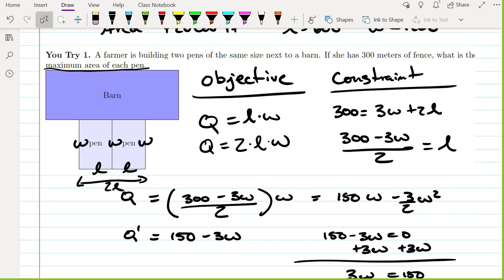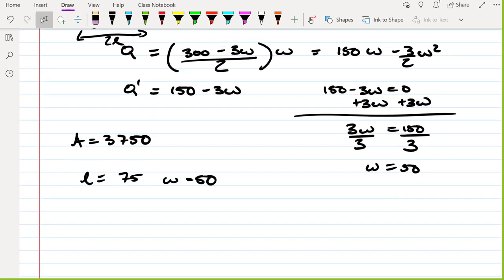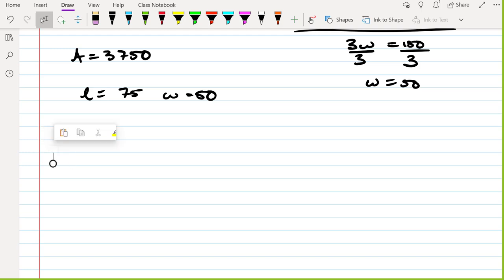So let's take a look at our next example, and we'll try to identify both the objective and the constraint. So let's take a look at this, and I think it'll be good to illustrate the point that we're talking about right here.